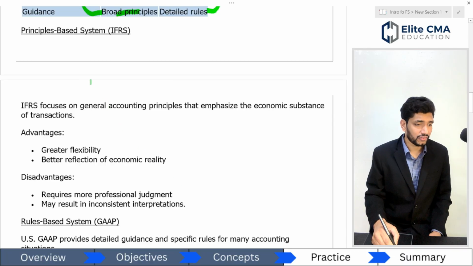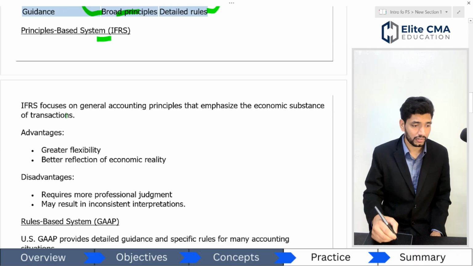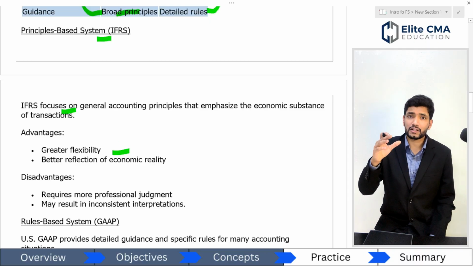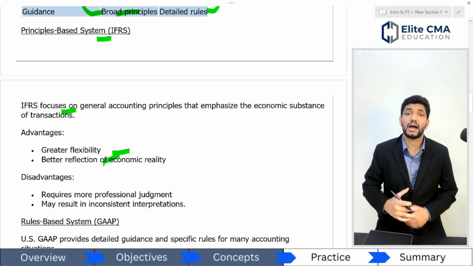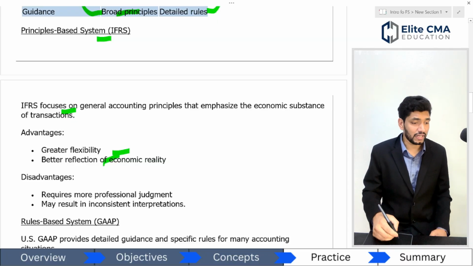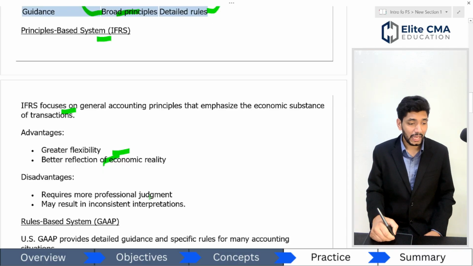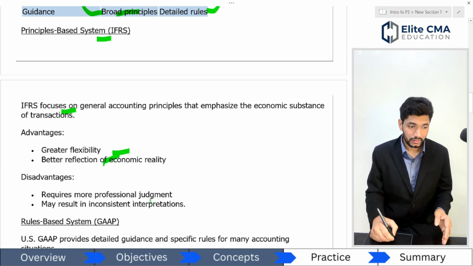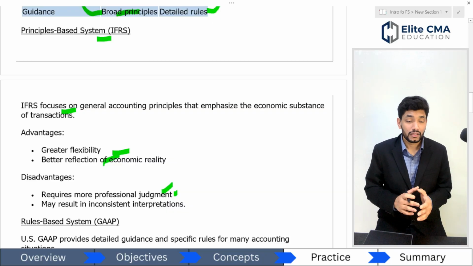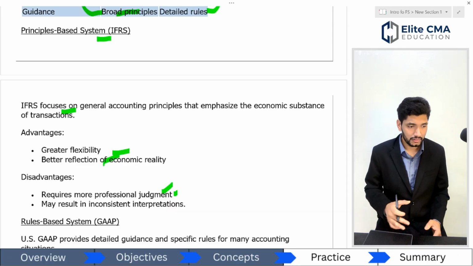Now, principle-based system. IFRS focuses on general accounting principles that emphasize the economic substance of transactions. The key advantages of IFRS are greater flexibility and better reflection of economic reality, because it has the flexibility to reflect each business case separately. But when it comes to disadvantages, it requires more professional judgment than US GAAP and may result in inconsistent interpretation. There is a big role for interpretation in IFRS.